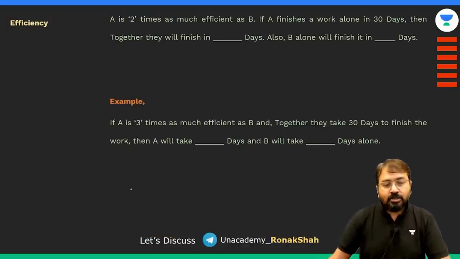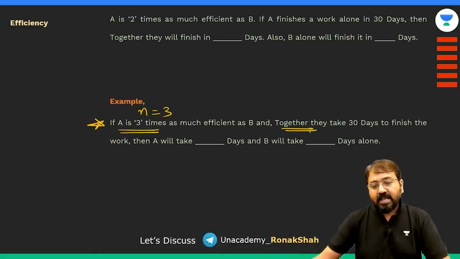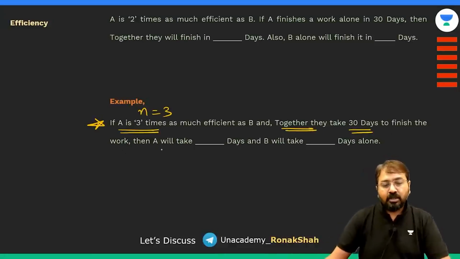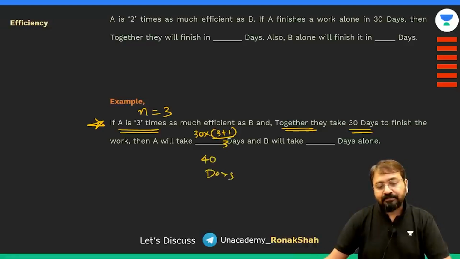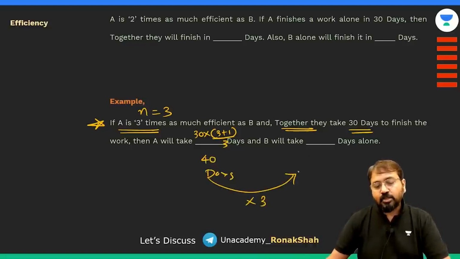Let's look at the example so we'll be very clear. Look at the second example first. If A is 3 times as efficient as B, so I can say n is 3 over here, and together they take 30 days to finish the work, then A will take how many days? So straight away what we can do is 30 into 3 plus 1 by 3. So A will take 40 days to complete the work, and B will take how much time? So B will take 3 times the days of A, that is B will take 120 days to complete the work.